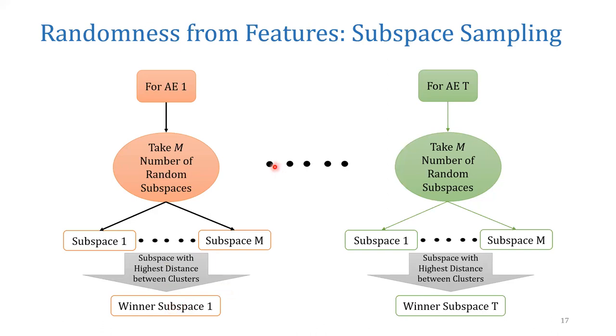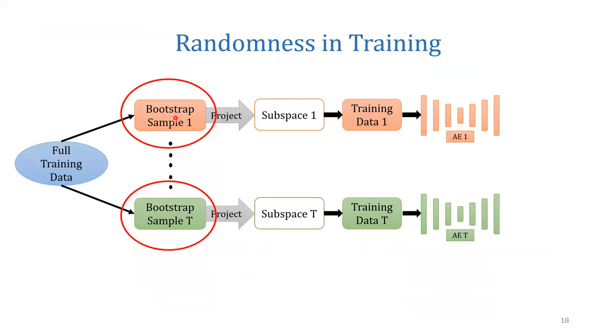In this way, for each autoencoder, we randomly take m subspaces and calculate the separation between the clusters. And for each autoencoder, we find one winner subspace. Thus, for each autoencoder, we have a winner subspace and we have a bootstrap sample. So what we do, we take the bootstrap.